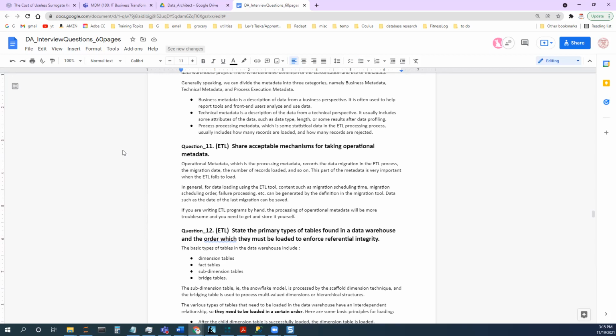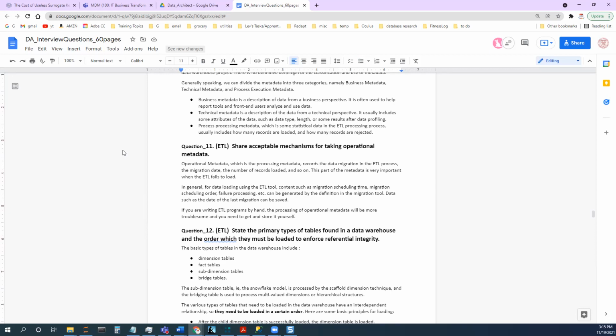Share acceptable mechanisms for taking operational metadata. Operational metadata, which is the processing metadata, records the data migration in the ETL process, migration date, number of records loaded, and so on. This part of the metadata is very important when the ETL fails to load.